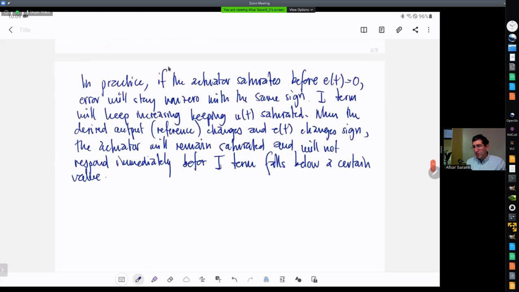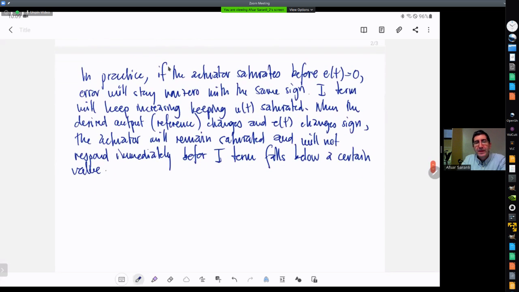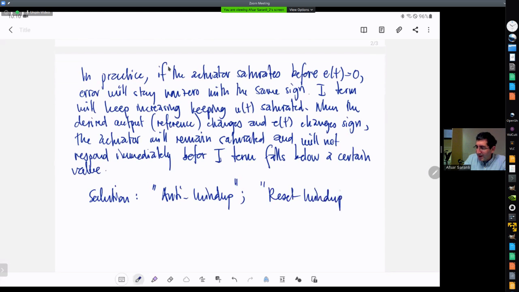Okay, so this is the description of the problem. So what kind of fixes are there in order to deal with that? These have different names. They are known as anti-wind-up, or reset wind-up. These are terms that you will hear in the controller literature. So the wind-up is the effect, and anti-wind-up, reset wind-up, these are solutions for that problem. Okay, there can be multiple solutions.